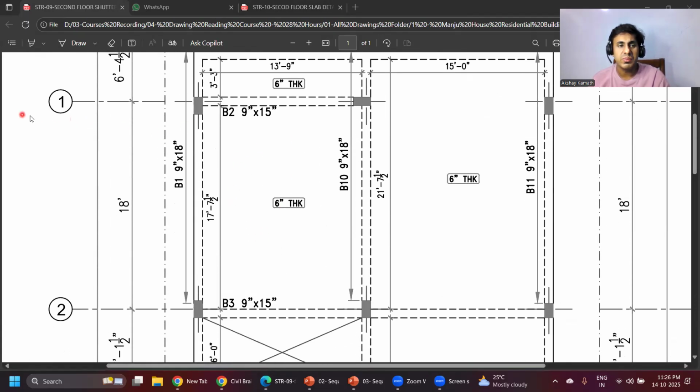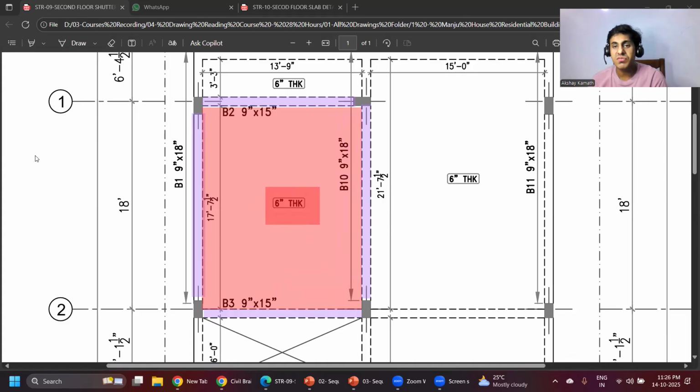We'll be having beams all around. So this is one beam. Then I have one more beam at this point, one more beam at this particular point, and one more beam at this particular point. In between this, we are going to put the slab. What is the thickness of this particular slab that is mentioned here? It has to be 6 inches thick, which roughly comes to 150 mm.